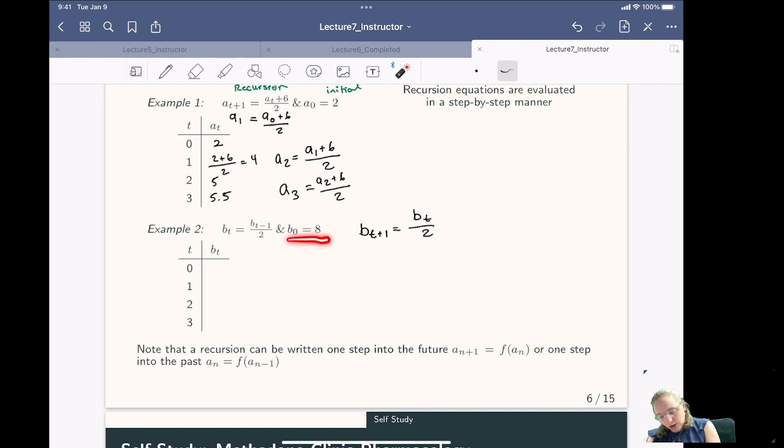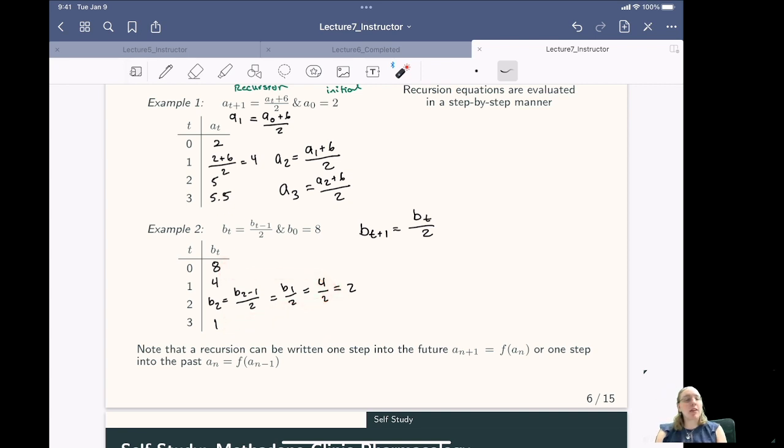All right, we have our initial condition of 8 here, so I'm going to put my 8 there. Now let's evaluate the next step. So if t is equal to 1, what do I have here? I have b of 1 is equal to b of 1 minus 1, which is b of 0, so 8 divided by 2, which is 4. Okay, what's the next one? Well, we have b of 2 is equal to b of 2 minus 1 divided by 2, which is equal to b1 divided by 2, which your b1 is 4, so we have 4 divided by 2, which is equal to 2.